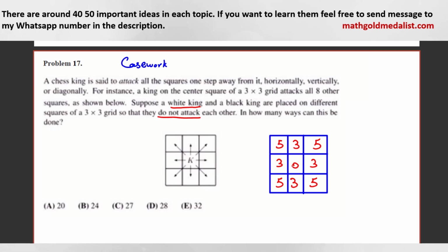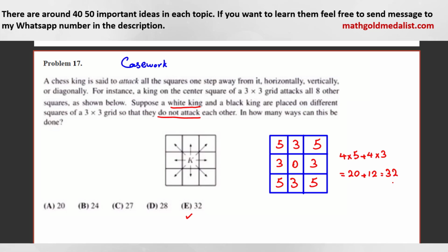If the white king is in the center, for the black king we have 0 options. So how many cases are there? 4 fives plus 4 times 3. 4 times 5 is 20, plus 4 times 3, 12. So the sum will be 32. And the answer is 32.